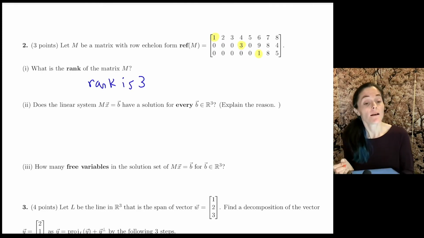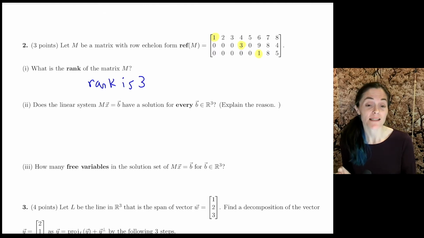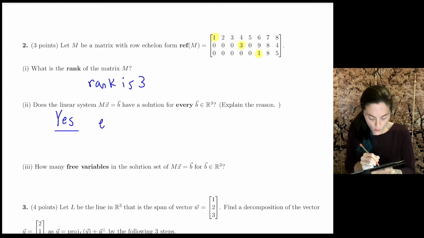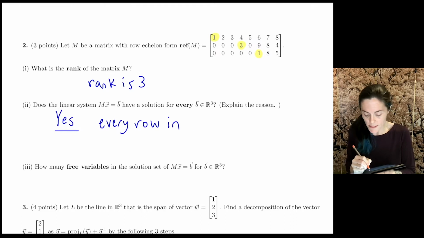Next question. Does the linear system Mx equals b have a solution for every b in R3? Explain the reason. The answer is yes, because every row, and I will state it in terms of the reduced row echelon form of M, will have a leading 1.